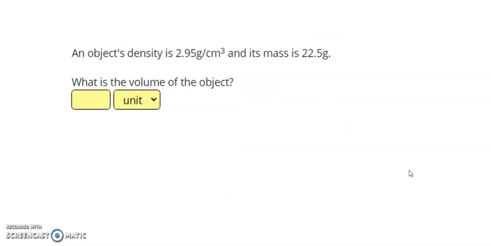The next problem says an object's density is 2.95 grams per cubic centimeter, and its mass is 22.5 grams. What is the volume of the object? The values in the problem are 2.95 grams per cubic centimeter and 22.5 grams. 2.95 has the unit grams per cubic centimeter. That tells me it's the density. I can write D equals that value. Grams tells me that's the mass. I can write M equals 22.5 grams.